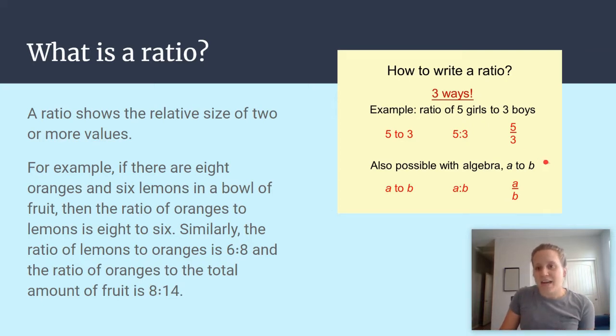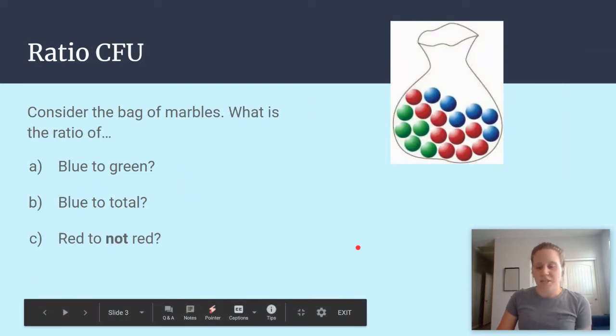Also, you won't see it today, but you may see it this week, you can write ratios with values you don't know, so values represented by variables. So A to B. You can write it in those ways as well. For example, if I said let A represent the number of apples in my shopping cart and let B represent the number of bananas in my shopping cart, what's the ratio of apples to bananas? Gosh, I love ratios.